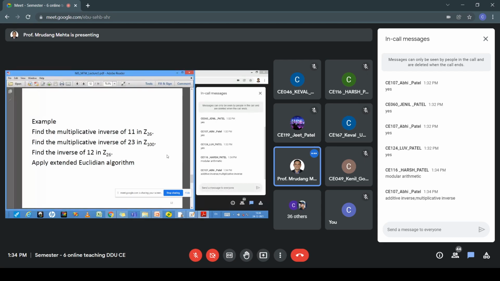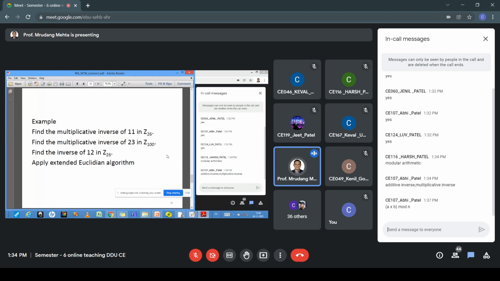In online mode, we don't know whether you are there or not, so you have to respond, then only we will be able to know. The condition is a cross b mod n equals 1, but the method is to apply the extended Euclidean algorithm. I have written here, apply the extended Euclidean algorithm. By applying it, if you get GCD 1, then the multiplicative inverse is possible. If it is not 1, then the multiplicative inverse is not possible. Is that clear?